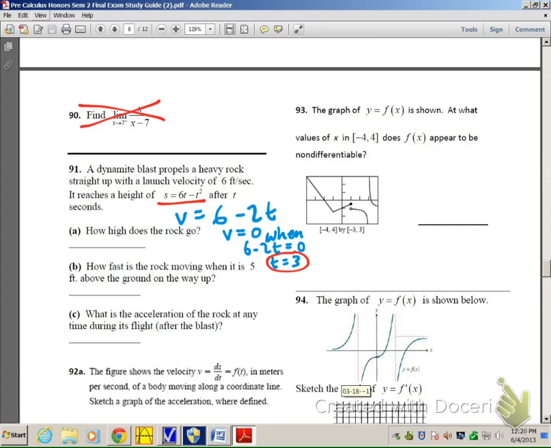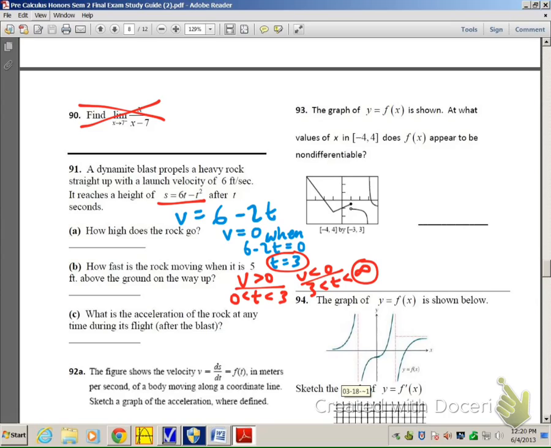Just before that, if you plug in 1, let's say, you get that the velocity from 0 to 3 is positive. So the velocity is positive on the interval from 0 to 3, and the velocity is negative on the interval from 3 to infinity. I guess this is a rock being blown up into the air, so it's not going to be to infinity. It's whenever the rock comes down. But anyway, from 0 to 3, the rock is on its way up.